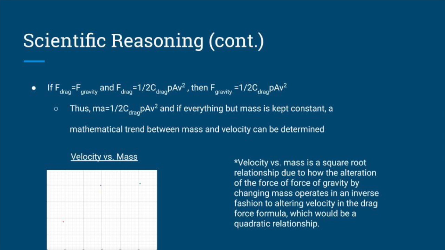When mass and velocity were plotted with mass as the independent variable, a square root relationship was established. It is shown that because velocity has a quadratic relationship with drag force in the formula, a square root relationship makes perfect sense because, in essence, you are doing the inverse.